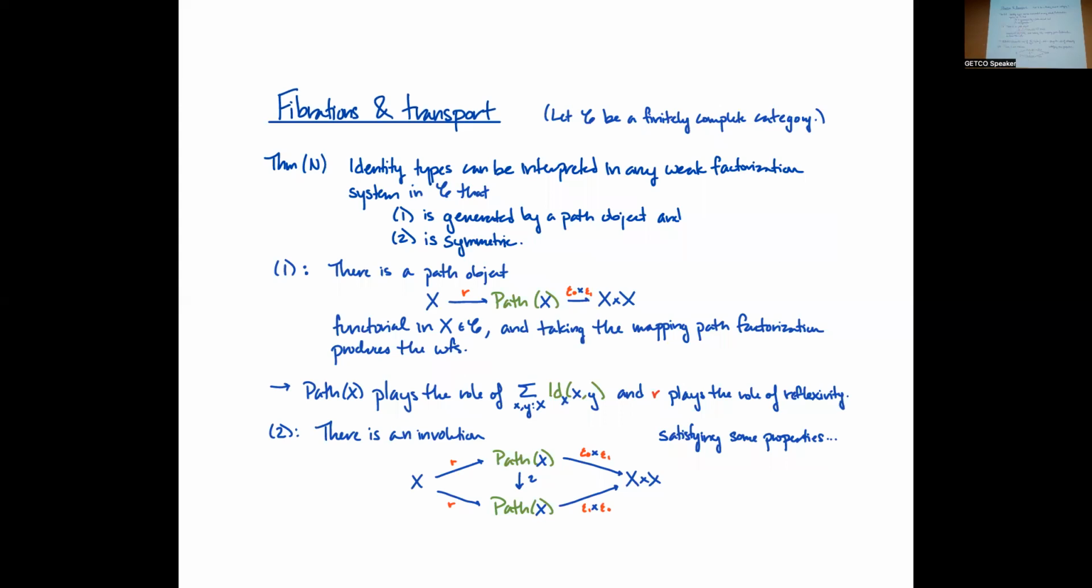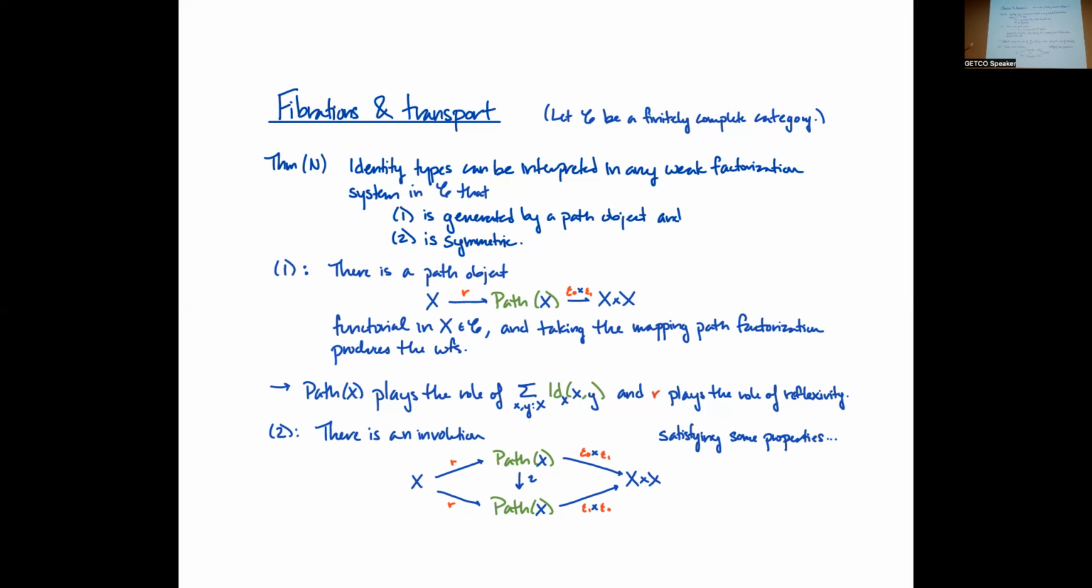Okay, so to say this a little bit more technically, let's suppose that we're in a finitely complete category. I want to talk about this notion of fibration just in categories with homotopy theories a little bit. It's a theorem that identity types can be interpreted in any weak factorization system in C, such that, first of all, the weak factorization system is generated by a path object, and two, it's symmetric. So let me say a little bit about what that means.